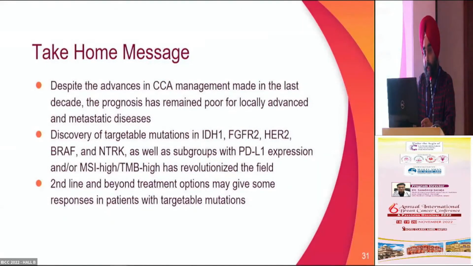So to conclude, despite the advances in cholangiocarcinoma made in the last decade, the prognosis still remains poor for locally advanced or metastatic disease. The discovery of mutations in IDH1, FGFR2, HER2, BRAF, NTRK, as well as subgroups of PD-L1 expression and high MSI or TMB, has opened up the field, but we are still not able to give good results. Second-line and beyond treatment options may give some response in patients with a target mutation. Thanks.